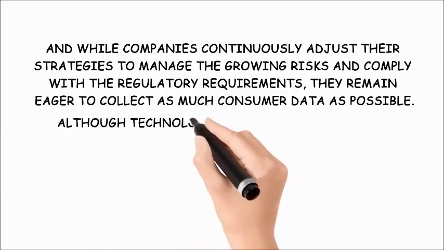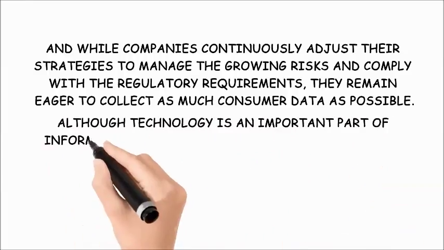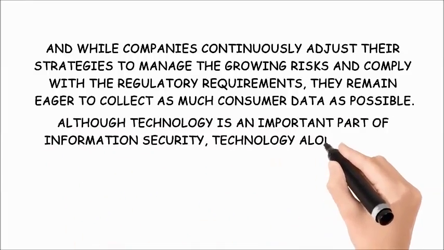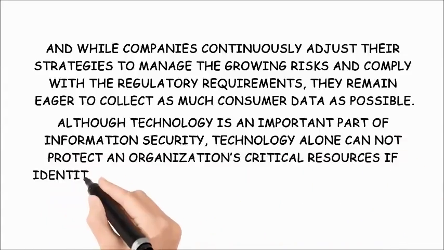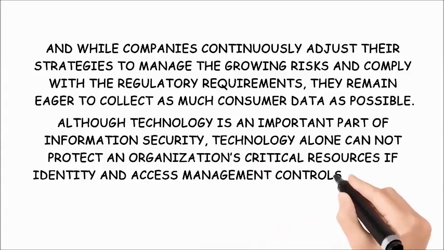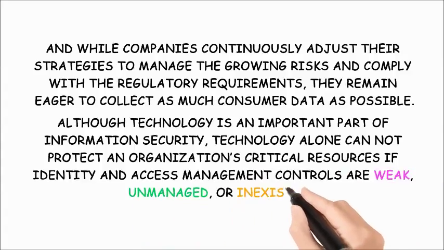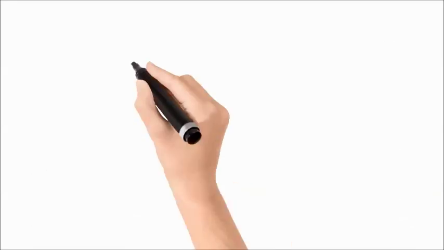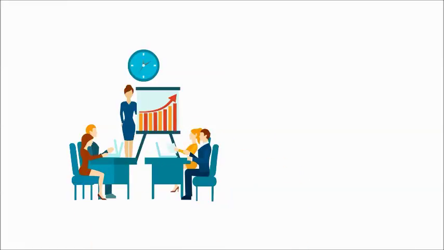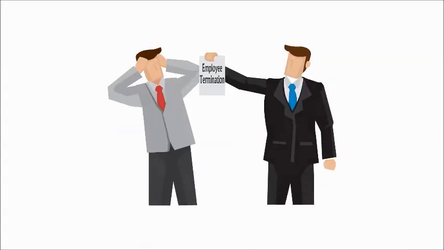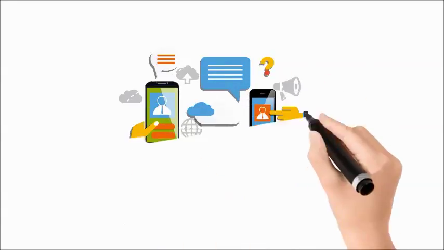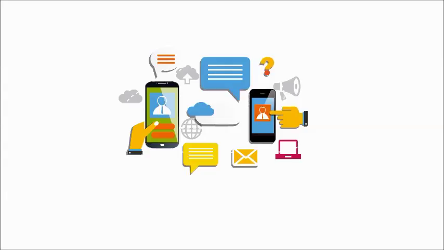Although technology is an important part of information security, technology alone cannot protect an organization's critical resources if identity and access management controls are weak, unmanaged, or nonexistent. For example, lack of adequate employee training can lead to successful social engineering attacks. Incomplete employee termination process can lead to active orphan accounts. And inadequate monitoring can lead to unauthorized access to data and systems.